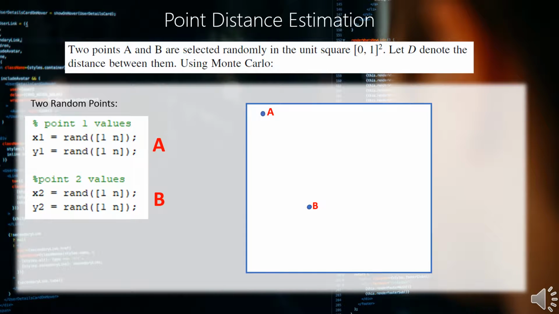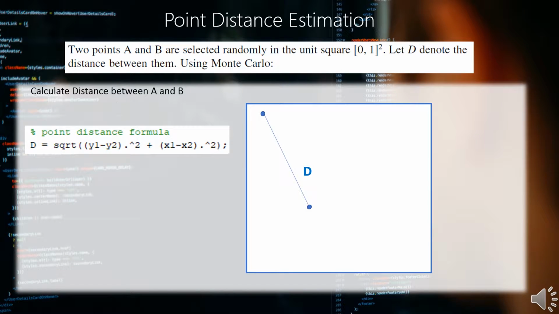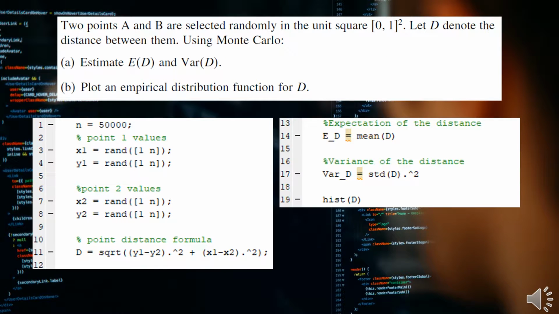We're going to be looking at some interesting point distance estimation problems. So we have 2 points that are randomly selected and placed within a 1x1 unit square. Now D denotes the distance between these 2 points. The first 2 problems are relatively simple. Here we have the code for the expectation and the variance calculation. From this, we want to plot a histogram of the distribution of distances.